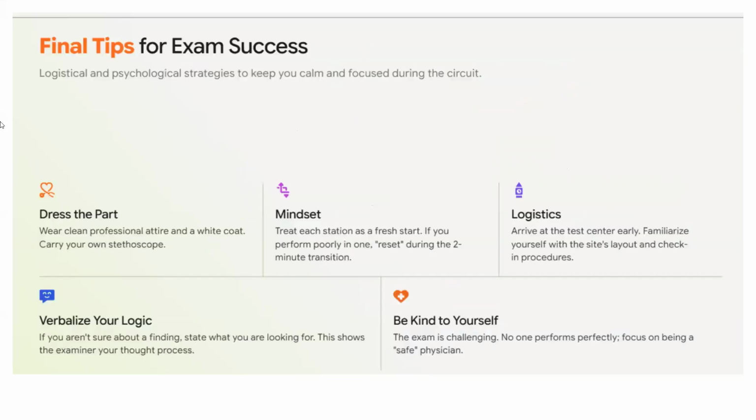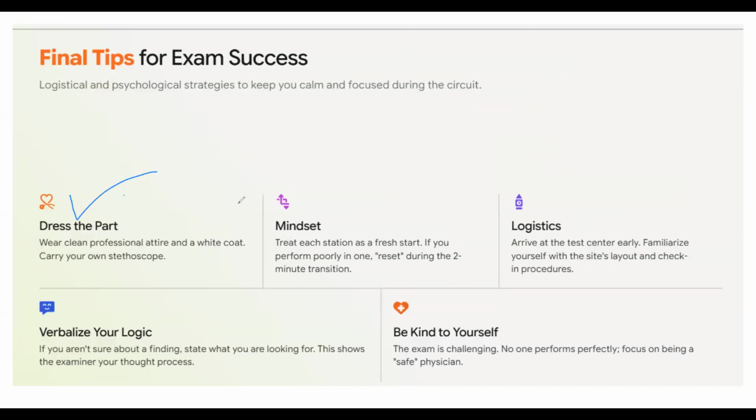Some tips for the exam. In the exam, they will give you a set of guidelines to follow. You are to wear formal dress. For men, it's usually a suit, or without the coat, just the shirt and pants, and no ties. On top of that, you're going to wear your white coat and have your stethoscope. Everything else that you need would be in the exam.